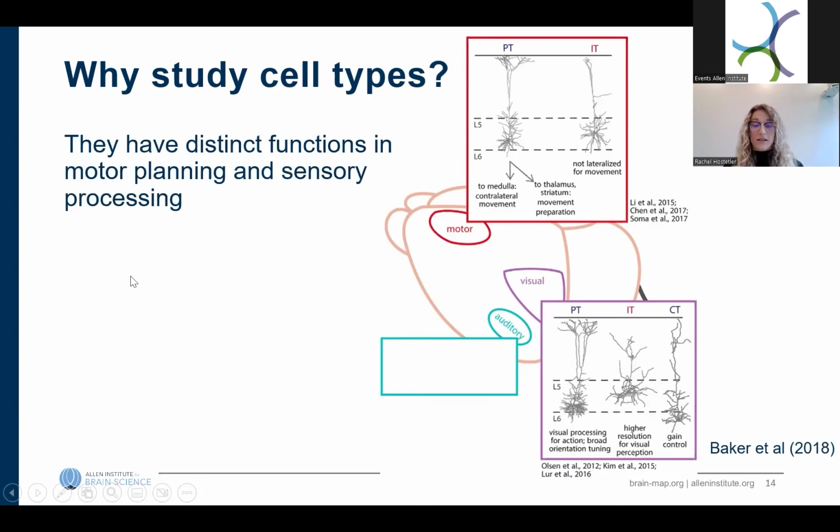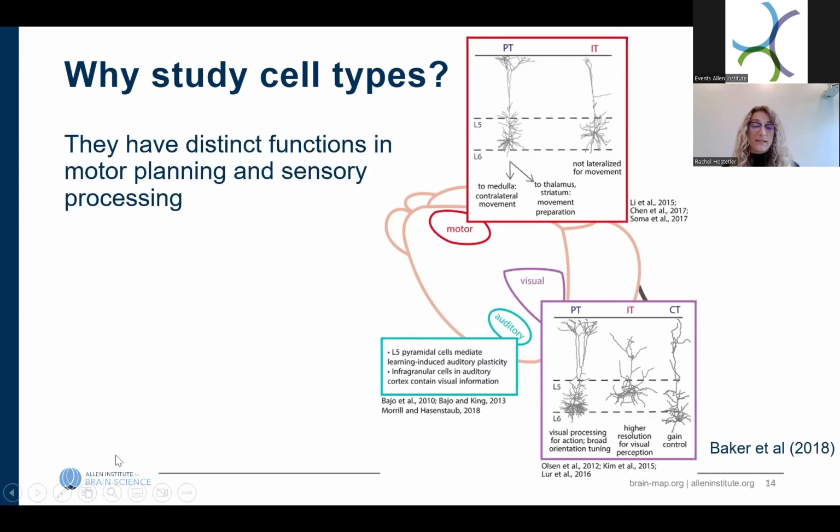In our visual cortex, when we compare PT, IT, and CT cells together, again, they're involved in different aspects of visual perception and sensory processing. So the PT cells are involved in more broad orientation tuning, whereas IT cells are involved in higher resolution visual perception. And then our CT cells are involved in gain control during visual processing.